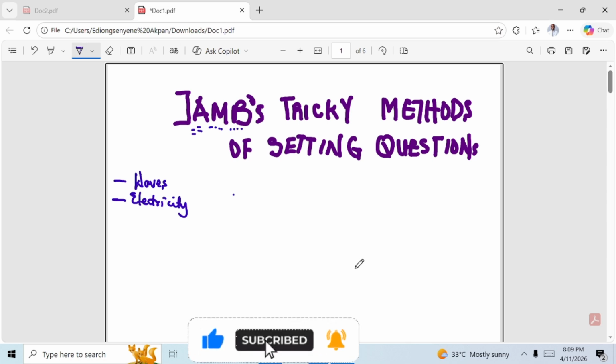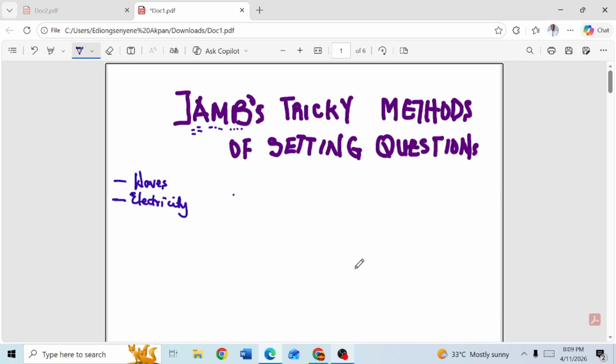It's important for you to know that JAMB has adjusted how physics questions are set. There are some tricky ways they set questions, and students find them pretty difficult to answer. Well, today I want to show you a few of them. Once you get some of these things done, you can always answer your question. I want to pick questions from waves and electricity.